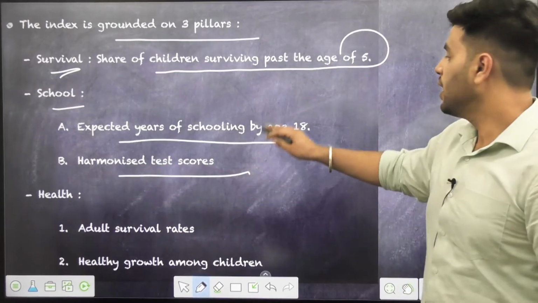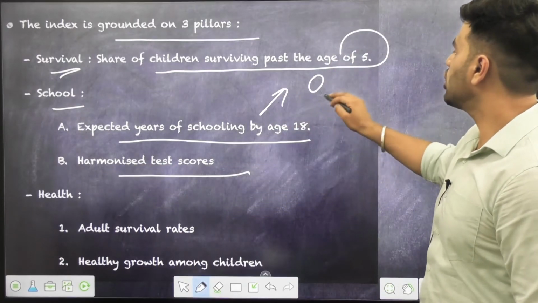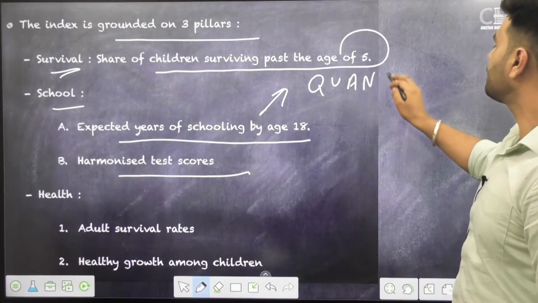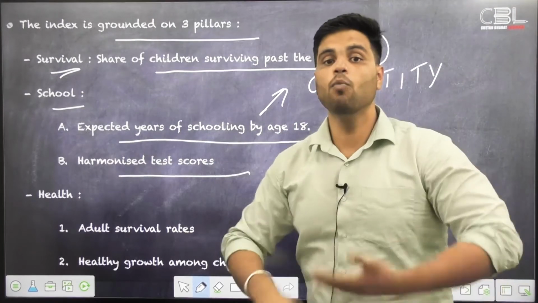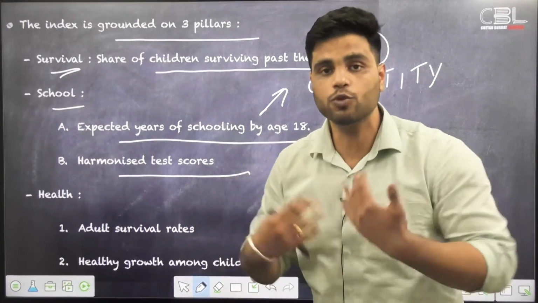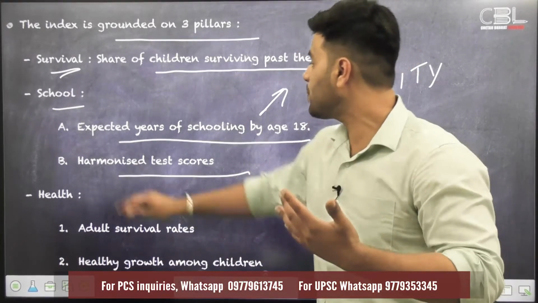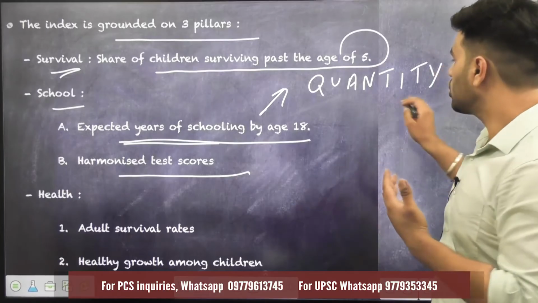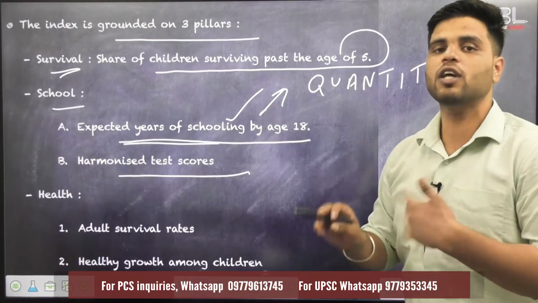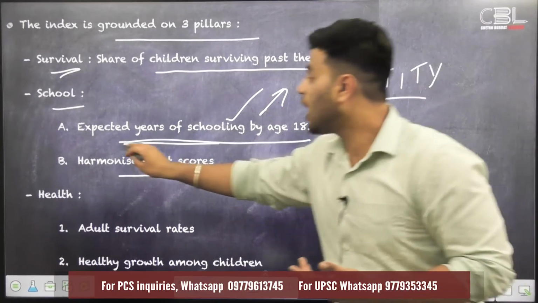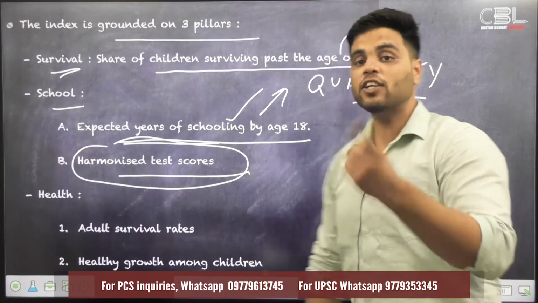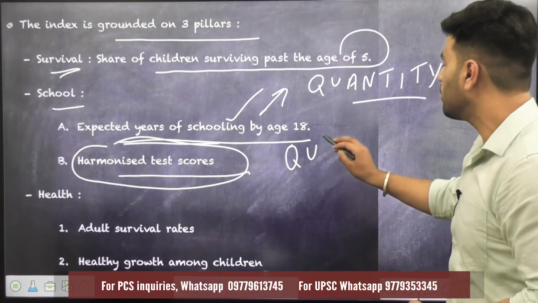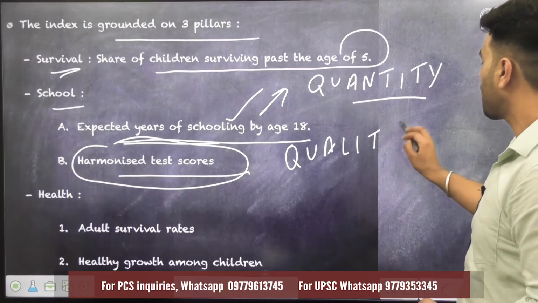Harmonized test score. Now this aspect would actually judge the quantity of education available in a particular country. If a country has more number of schools, then more number of students would have a higher expected years of schooling. Right? So this particular aspect looks after the quantity of education. But harmonized test score actually tests the learning outcomes. It actually tests the quality of education being provided in these schools.